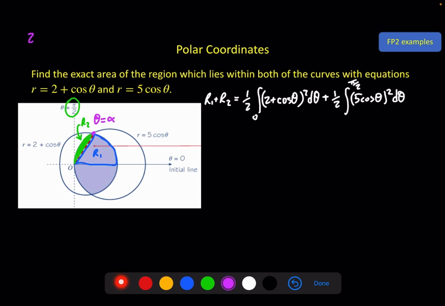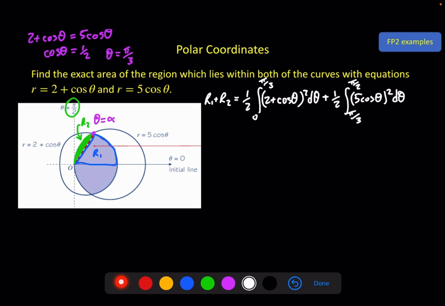To find that, I need to find where these two curves intersect. So we've got 2 plus cos theta is equal to 5 cos theta. Rearranging that gives us cos theta equals a half. And I obviously want the smallest positive value, otherwise I'll get this one down here. So theta is equal to pi by 3. So that goes here and here.